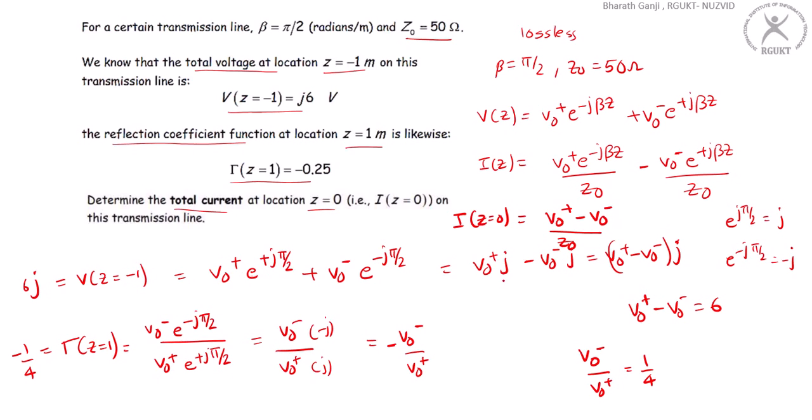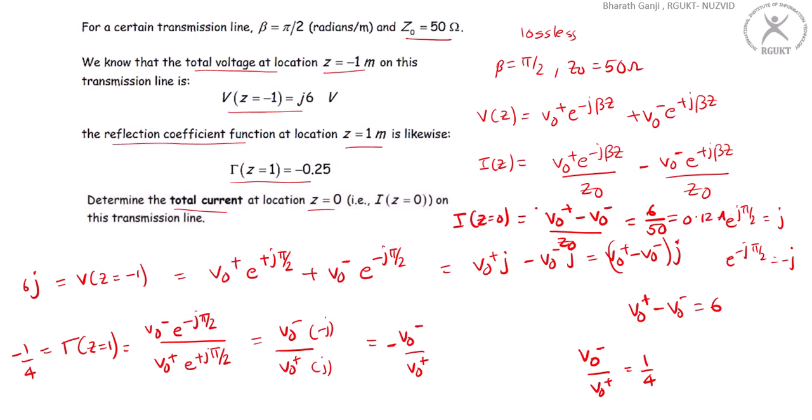So I have this expression that V0 plus minus V0 minus is nothing but equal to 6. So that is 6 divided by the impedance, which is taken as 50. So what is the total current? It is 0.12 amperes. So that is your answer. So this is how you solve the first question.